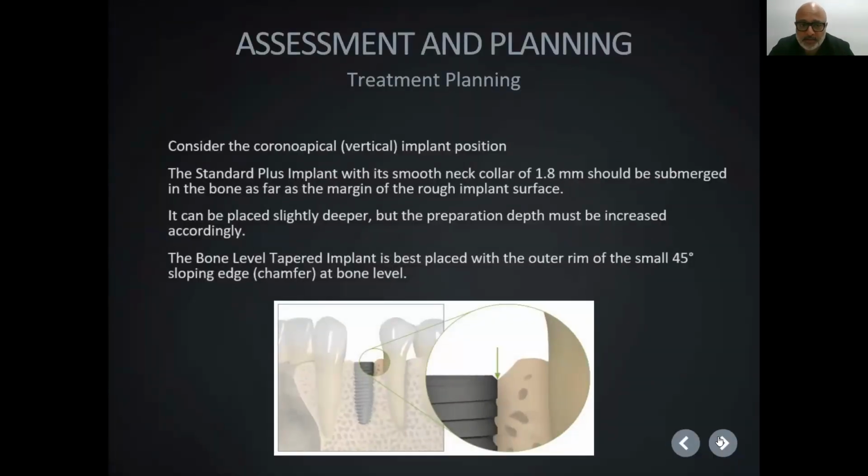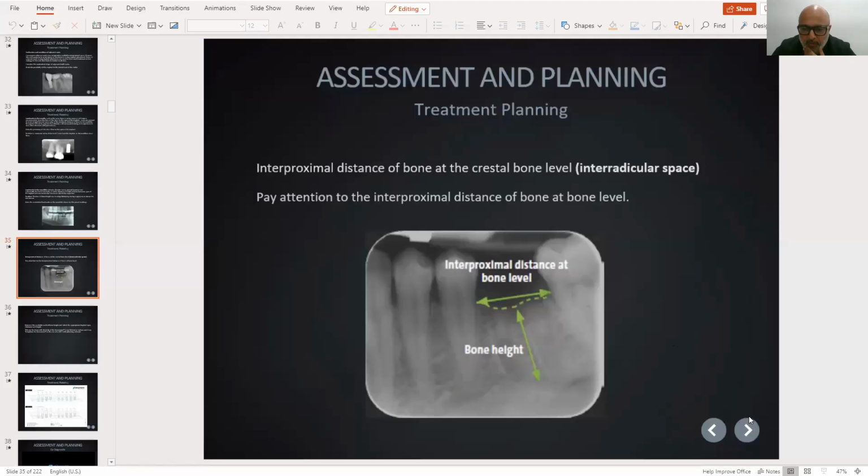Okay. Consider the coronal vertical implant position. This is also important because of emergence profile as well. A standard plus implant, this is a Straumann implant. These implants should be submerged. There's a collar of 1.8 millimeters that should be submerged. I'll go into why I tend to submerge some implants a little bit, not only because of the design, such as this one, but also because of emergence profile.